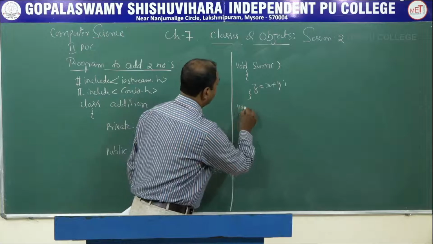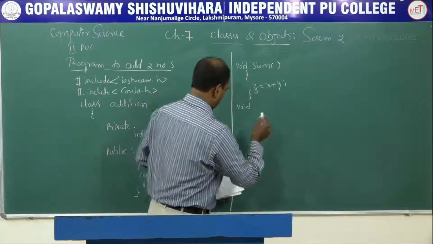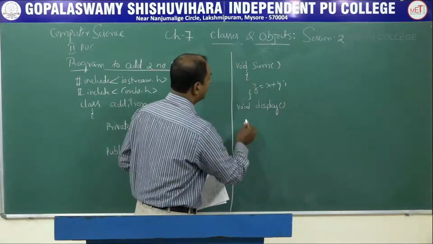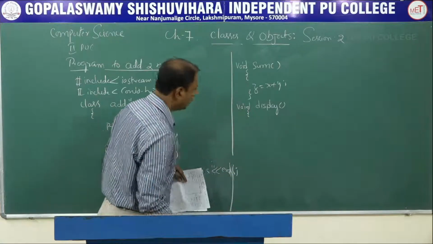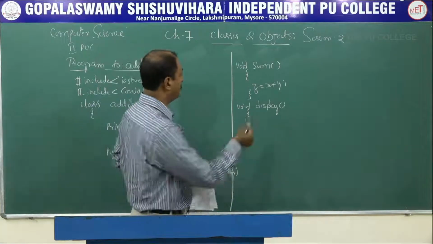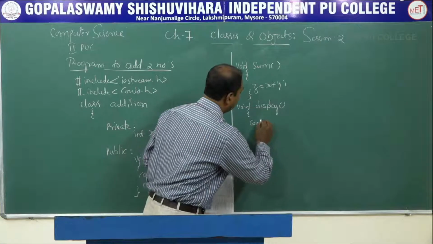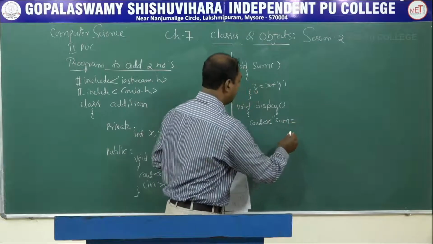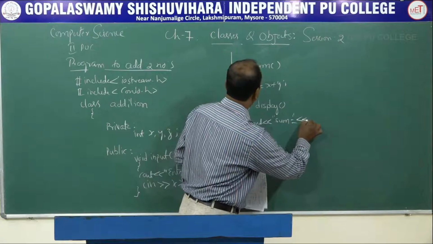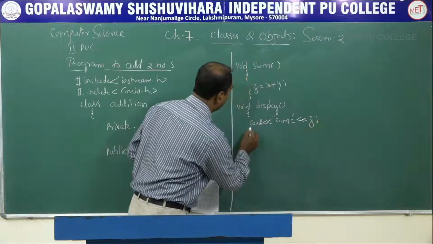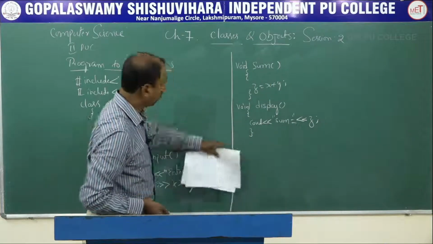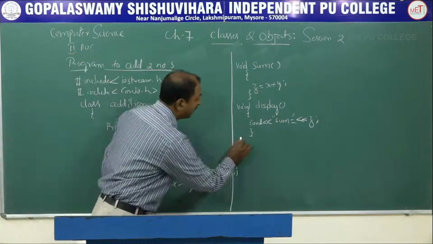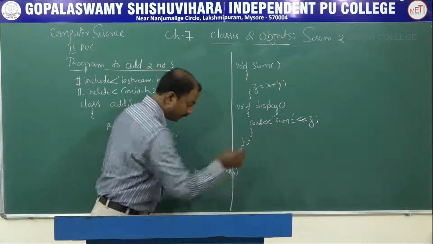Next, I am using one more function here, void display. Here I want to print the result of this operation, or I want to print the sum of two numbers. I say cout, sum equals variable z. I am closing this. After this, we have to close this class with a semicolon.